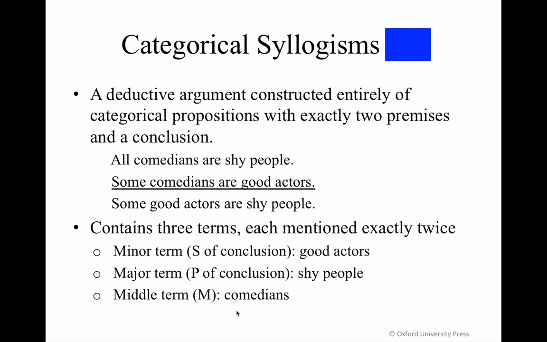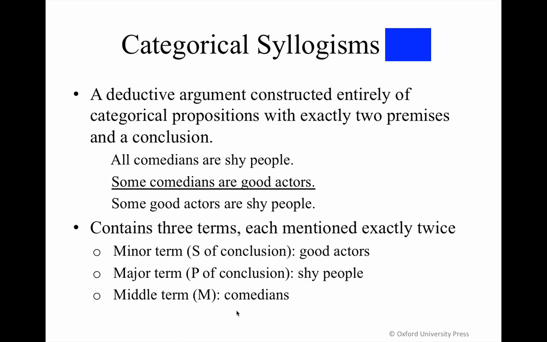Okay, so first, the subject of the conclusion is known as the minor term, and that will always be specified with a capital S. The predicate of the conclusion is called the major term. It's always designated or symbolized with a capital P. And then the term that is repeated in the premises is called the middle term, and that gets designated or denoted by a capital M.